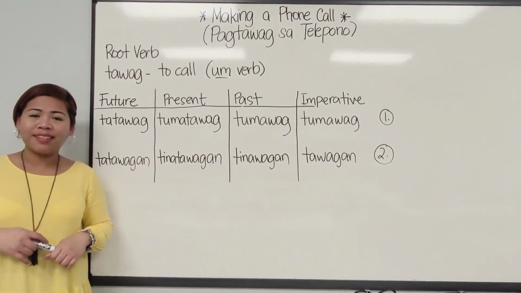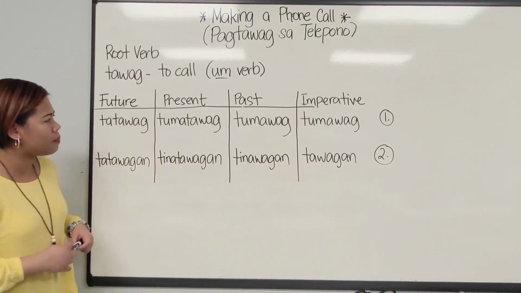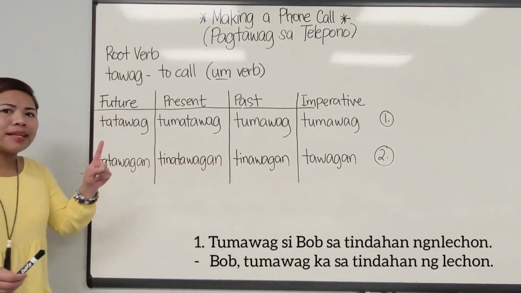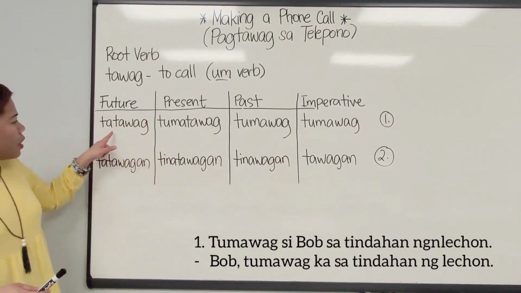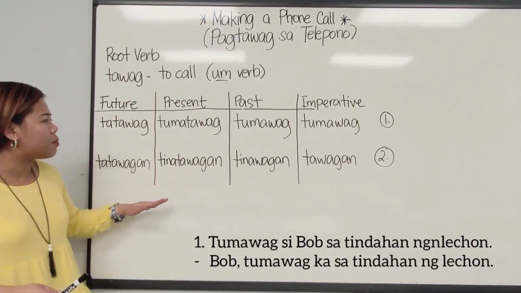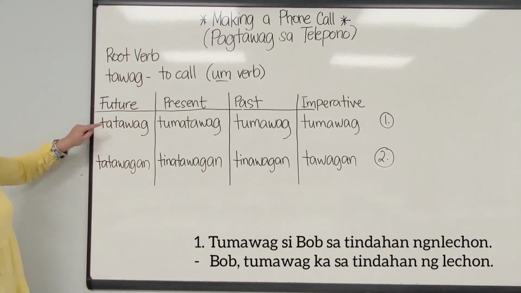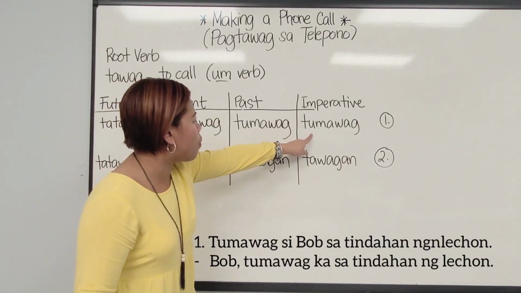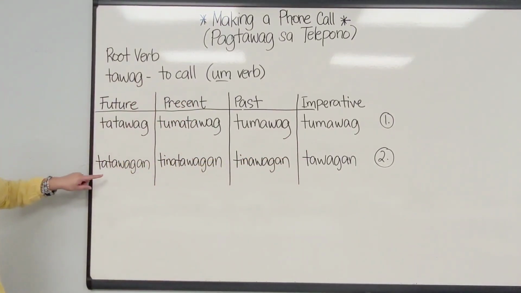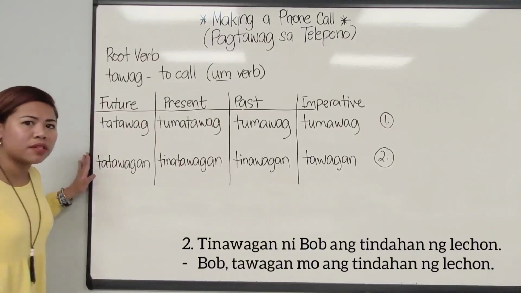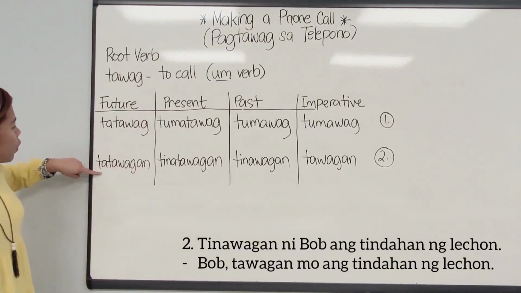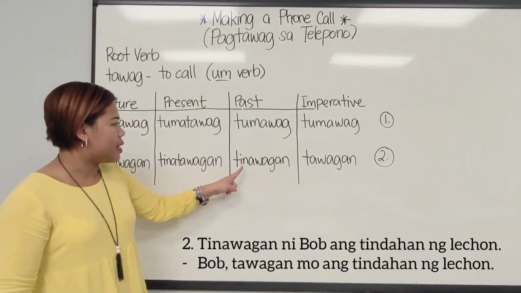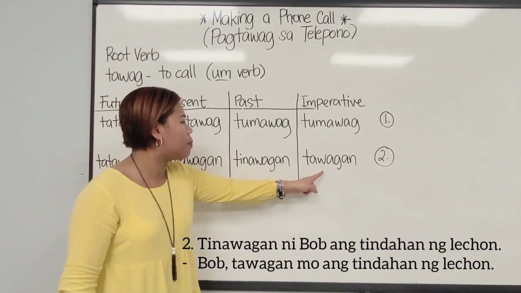To help us visualize the exact formats for each conjugation, I made this table. The first line here is sentence number 1 that we had earlier, and the second line is sentence number 2. So look at the verb. Future is tatawag, present is tumatawag, past is tumawag, and the imperative form is tumawag. Now look at the object-focused verbs here. Future is tatawagan, present is tinatawagan, past tense is tinawagan, and the imperative form is tawagan.